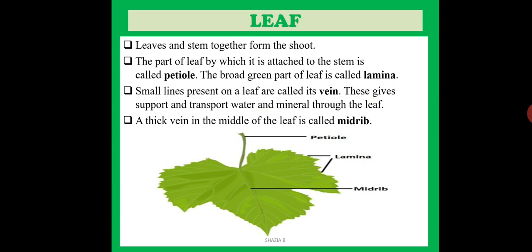Okay, so plants mainly have two parts. One is the root system and the other is the shoot system. So leaves and stem together form the shoot system. Root system we will learn a little bit later. Now the most important part that takes part in photosynthesis is leaf.